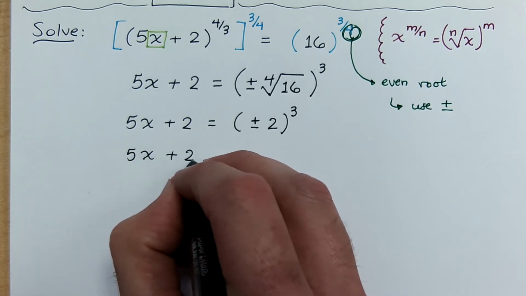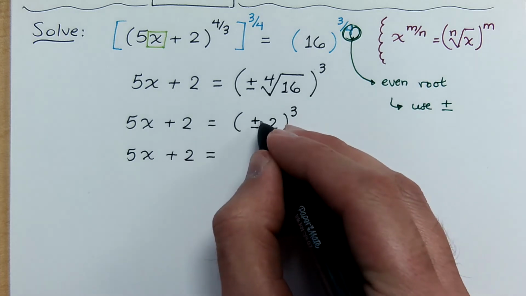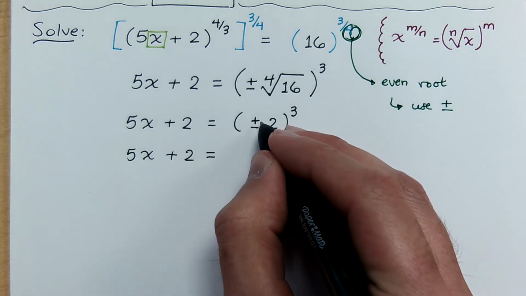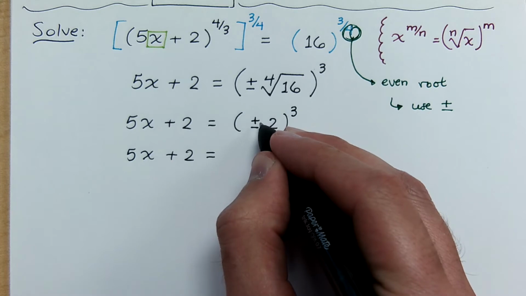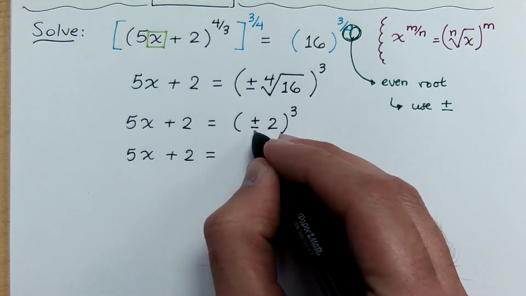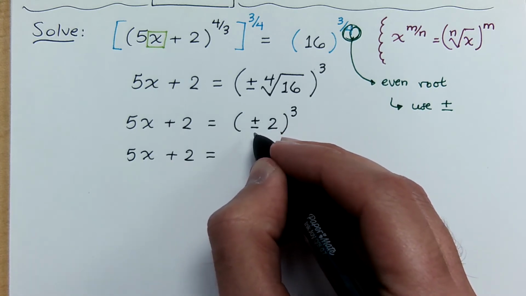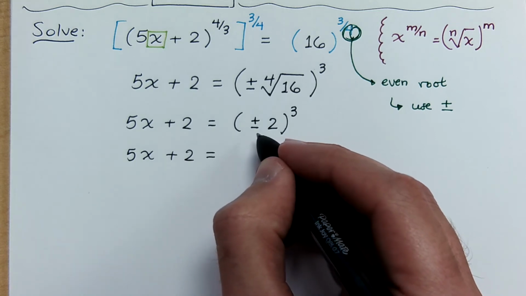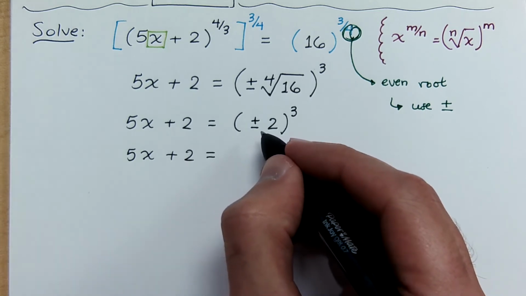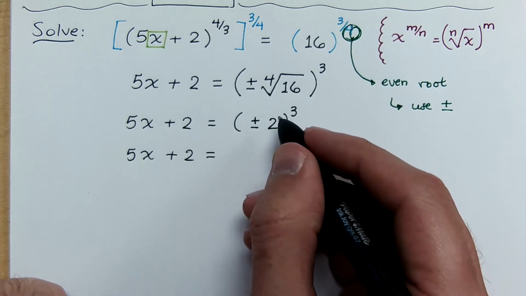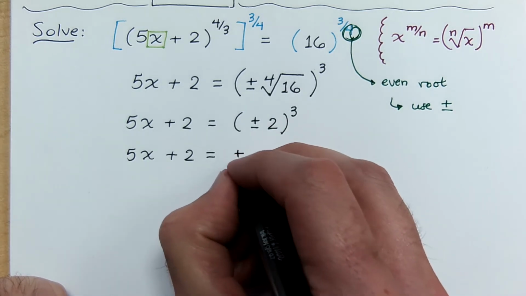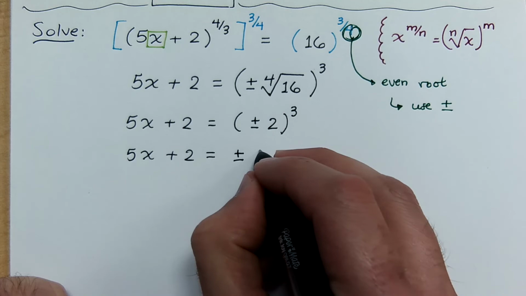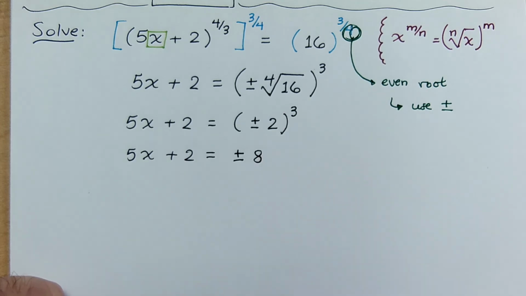So 5x plus 2 equals, if you cube a positive, what do you get? If you cube a positive, you get positive. If you cube a negative, that means 3 negative factors, you would still have a negative. So basically when you cube this plus or minus, you still have plus or minus. And then 2 to the 3rd is 8. We've seen the plus or minus show up before when we were solving equations using the square root property, right?